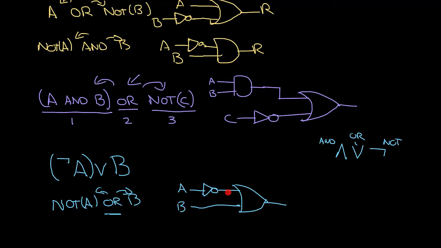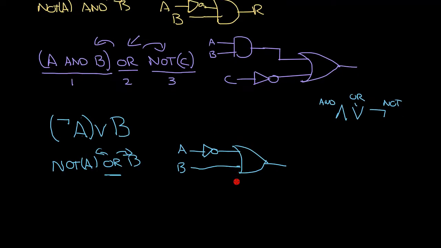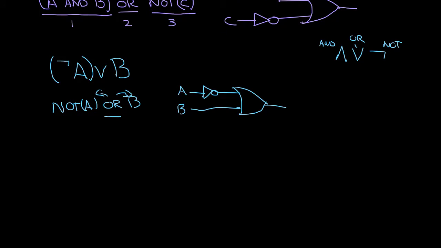One last gate I'm going to give you, which I know some students struggle with, is this one here. If you have not A and B, how would you draw that? It's an important question, because you've got one AND, so you definitely want to start with that first. And going into that, you've got A and B.